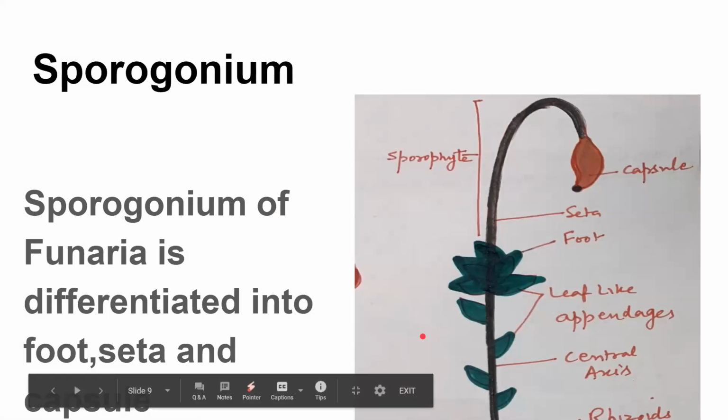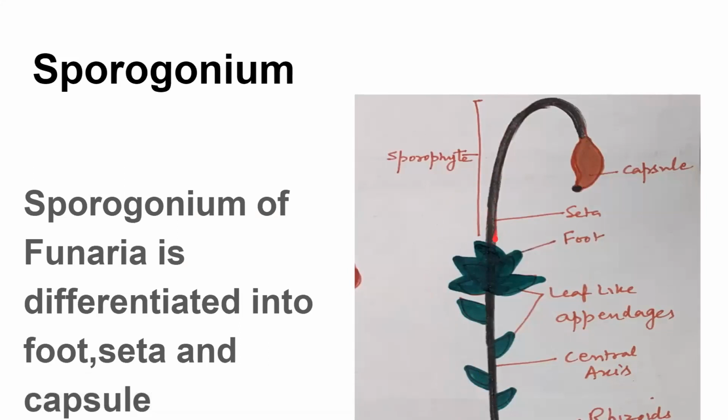Now, this is the sporophyte of Funaria. Funaria has a sporophyte which is attached here to the gametophytic part. This part which is embedded in the Funaria gametophyte is called the foot, and this elongated part is called the seta, and this part is called the capsule. So we can say the sporogonium or sporophyte of Funaria is differentiated into foot, seta, and capsule.